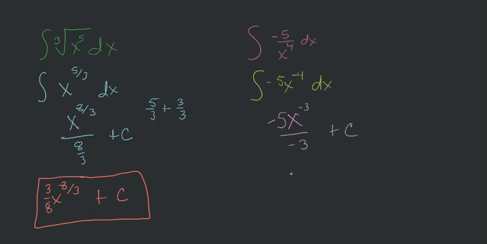Cleaning this up just a little bit, we'll make it 5 over 3 x to the negative 3 plus c. That's one way we could write this. Or, if we wanted, we could also move that negative 3 down into the denominator, and it would be 3x to the third plus c. Either of these would be okay answers.